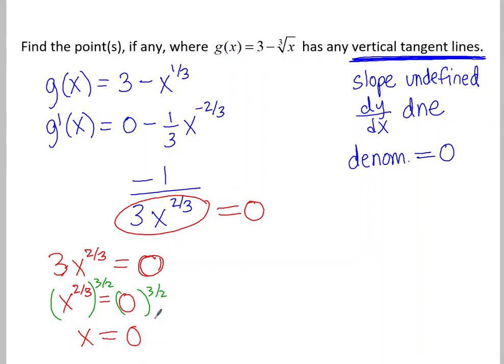But of course I also need the y coordinate. So after this, I plug it in to the original function and get 3 minus cubed root of 0, which is 3 minus 0, or just 3. So the point is 0, 3.